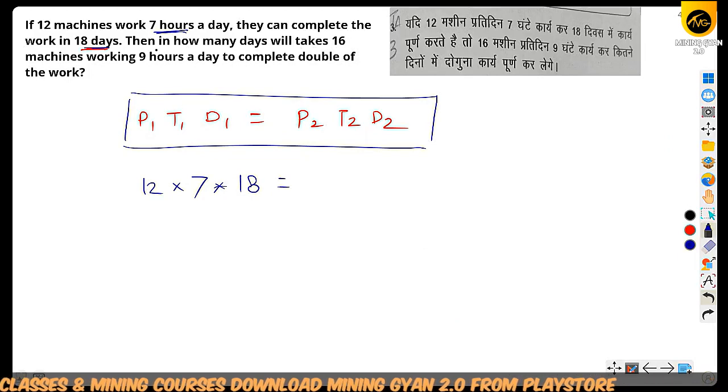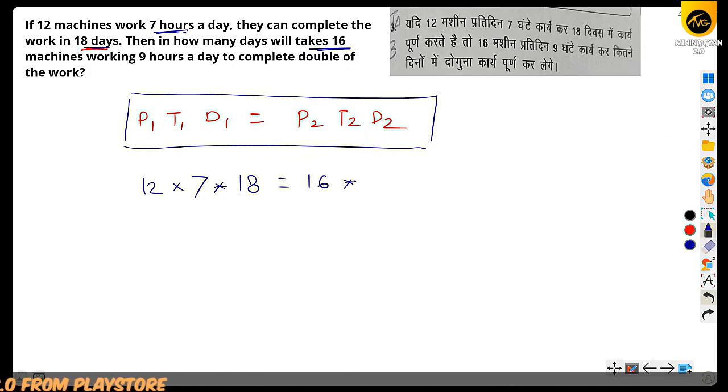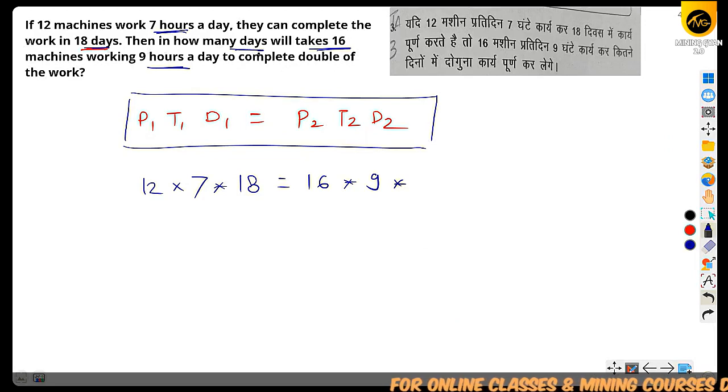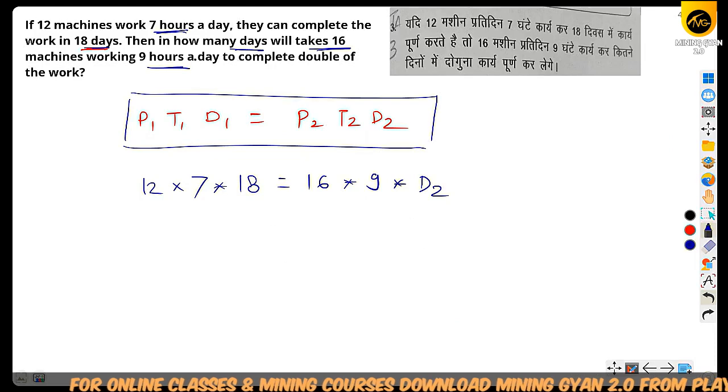So then how many days will take 16 machines. So basically 16 is the number of persons in the second portion. So 16 is the P2 multiply working 9 hours. So T2 is the 9 and multiply days to complete the double of the work. So basically यहाँ पे एक question है, then how many days? So basically D2 is the question. We have to count the number of days in the second portion. But there is a condition, in how many days will take 16 machine working 9 hours a day to complete double of the work.